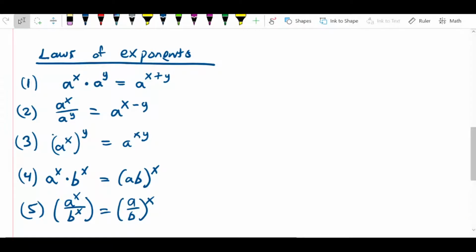So what I've put up here are what are called the laws of exponents, and they define how exponents behave. So the first one is a to the x times a to the y equals a to the x plus y. Let me just put up an example of each of these.